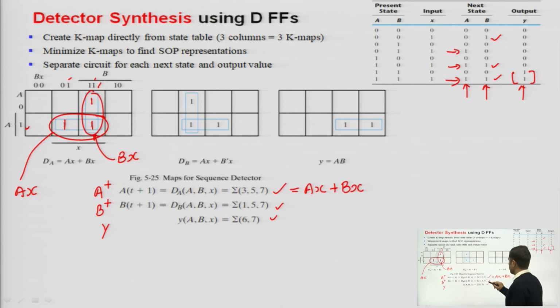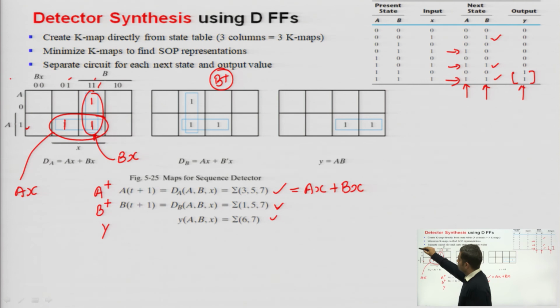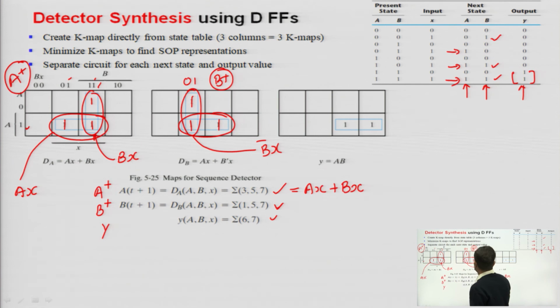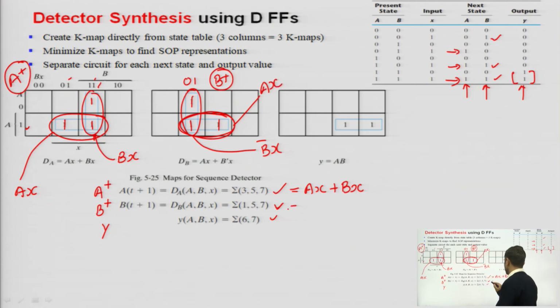Similarly for the second K map, this is for B plus, this was for A plus, next state of A, this is next state of B, 1 5 and 7. This is 1, this is 5 and this is 7. Again there are two pairs. From the first pair I can see that it is equivalent to 0 1, that means B bar x, and this is common, which is Ax. So finally the expression becomes B plus is equal to Ax plus B bar x.